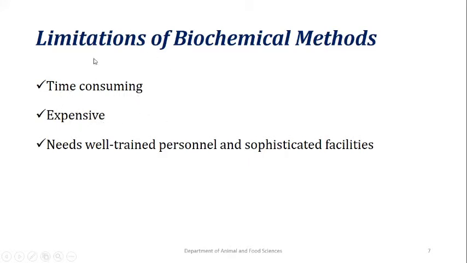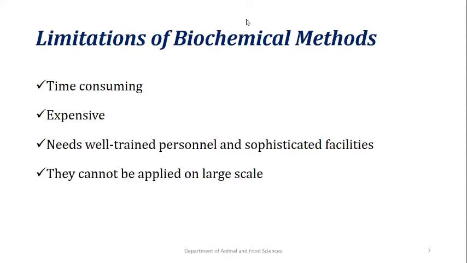And another limitation of biochemical methods is that, to measure the nutritional status of a community, we have to do individual assessments. So it may consume a lot of time, and we have to do this practice from person to person. Okay, that is quite a limitation of biochemical methods. These are the limitations of biochemical methods.